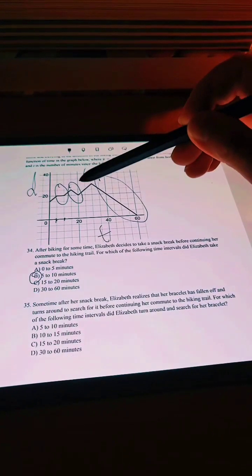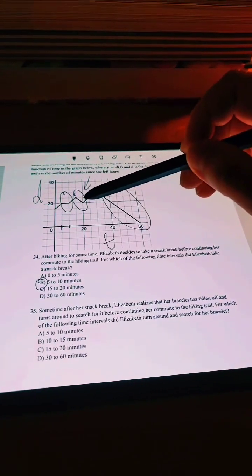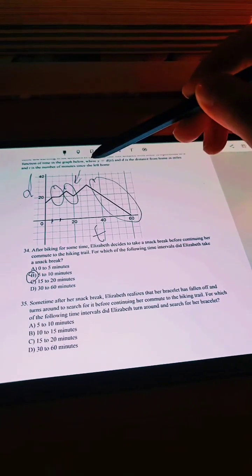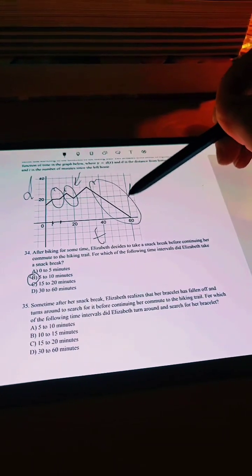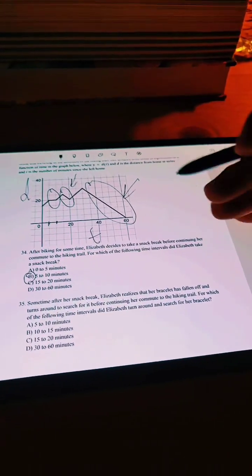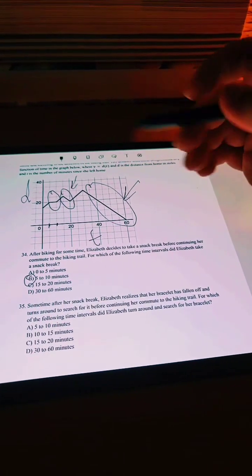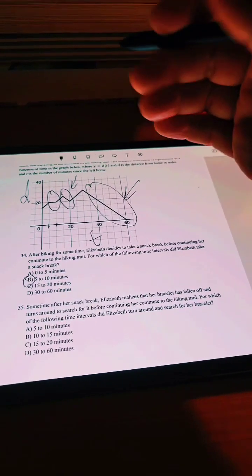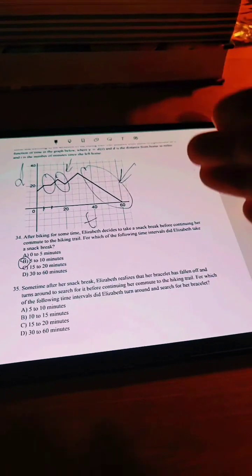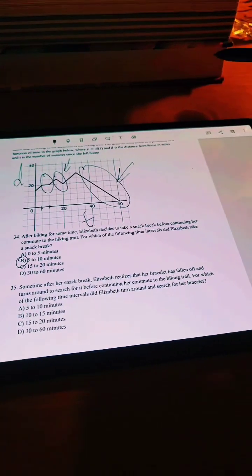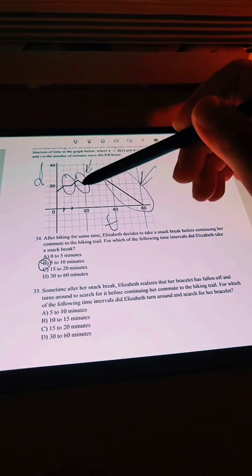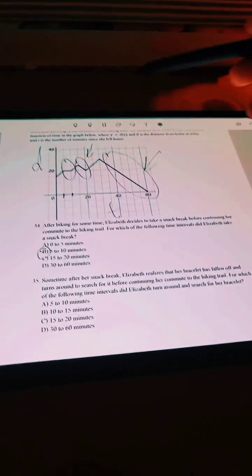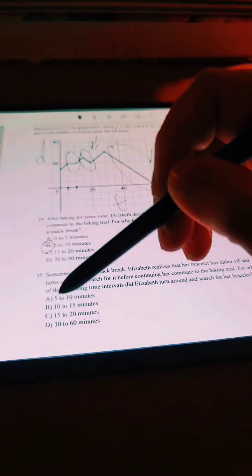This portion right here, you see how it goes up afterwards? So she continued to travel to the hiking trail after this portion. This other one is most likely when she's going home, because her distance is strictly decreasing. She's getting closer and closer to her home, so this is probably the ride back. So it's this one right here, from the 15 to the 20 minute mark, C.